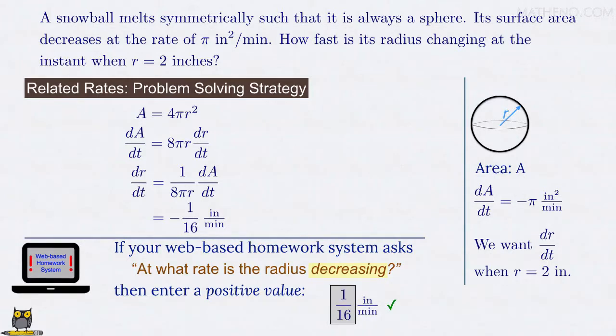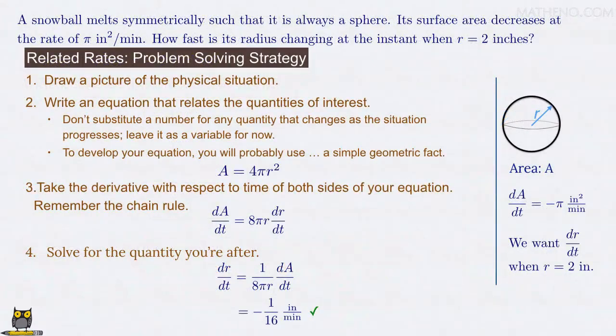By contrast, if you enter a negative value, it will be marked incorrect, leaving many students frustrated since the system doesn't give any useful feedback about what you're doing wrong. Now, we promised earlier we'd present a summary screen of the steps we use to solve this problem so that you can screen grab it if you'd like, and here that is. We use these same 4 steps to solve every related rates problem we encounter.